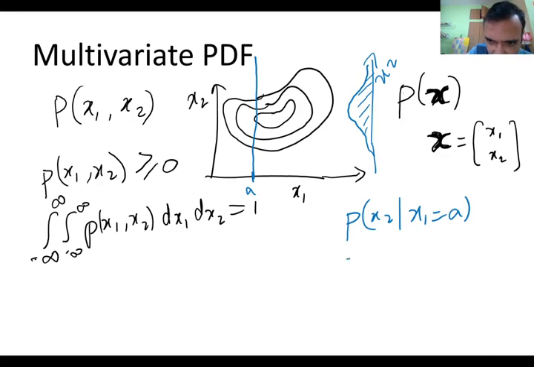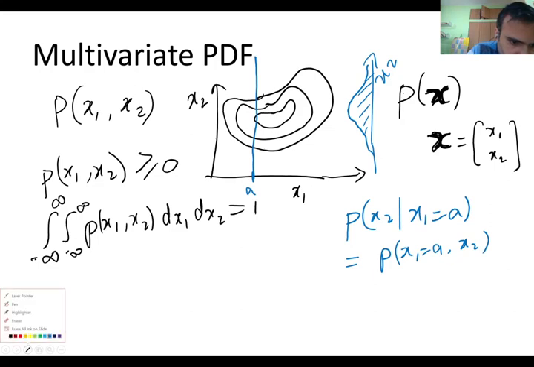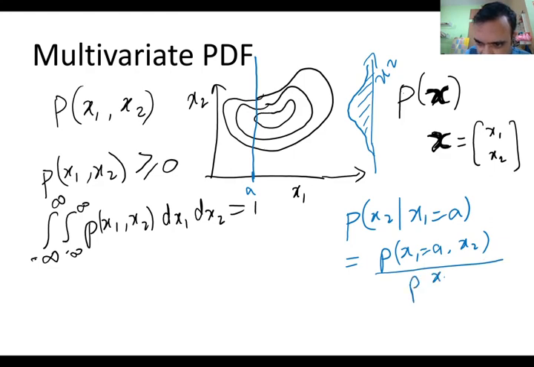So basically this is going to be p of x1 equal to a and x2, divided by p of x1 equal to a. This is the conditional density for a continuous random variable when it is conditioned upon another variable.